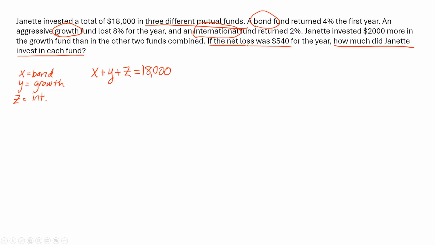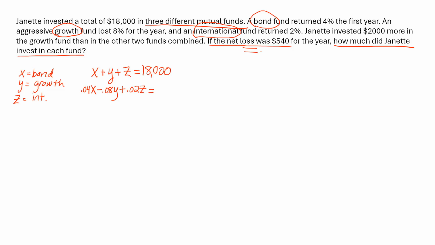Then it tells us how much she earned the first year from each fund. The bond fund returned 4%, so she earned 0.04 of the amount in the bond fund. The growth fund lost 8%, so she lost 0.08 of the money in that fund. And then the international fund returned 2%, so she earned 0.02 of that money for the year. And her total net loss was $540.